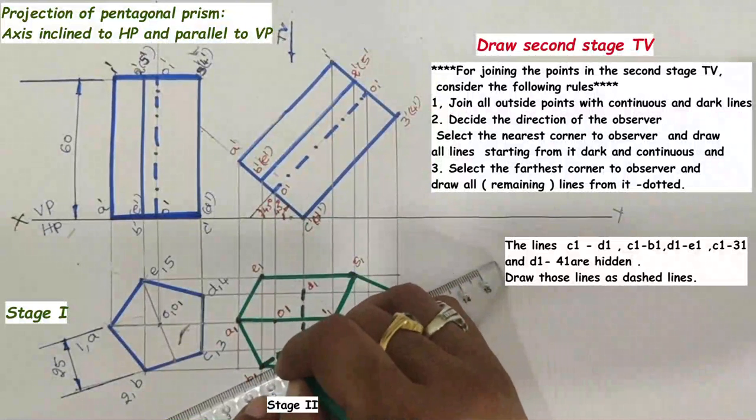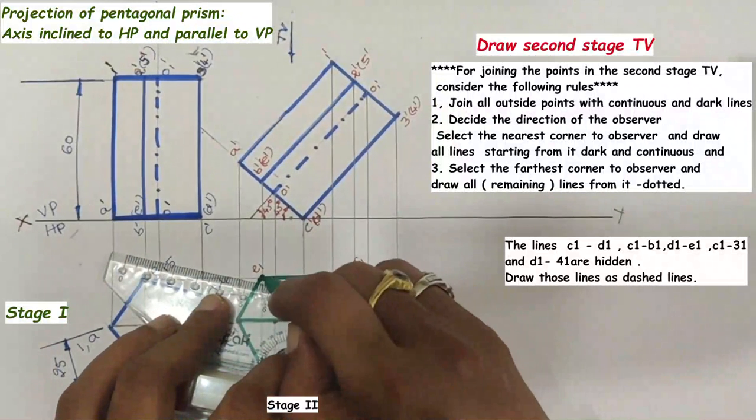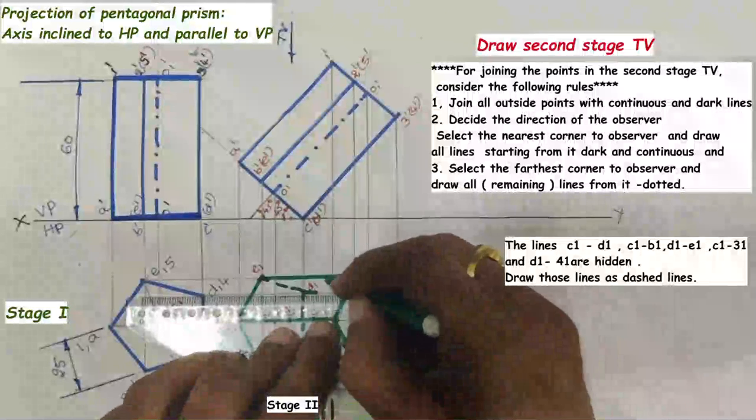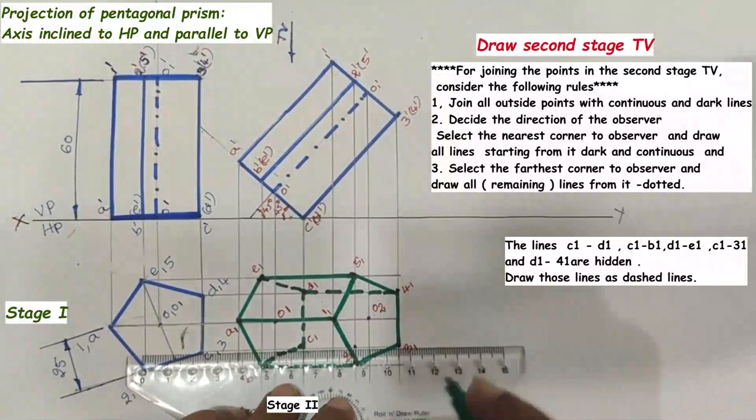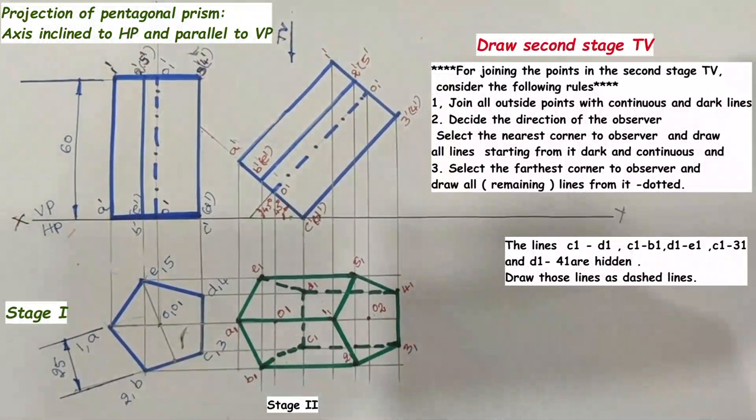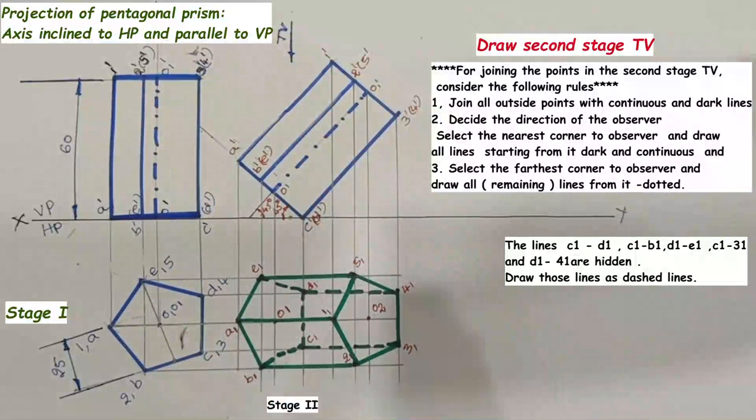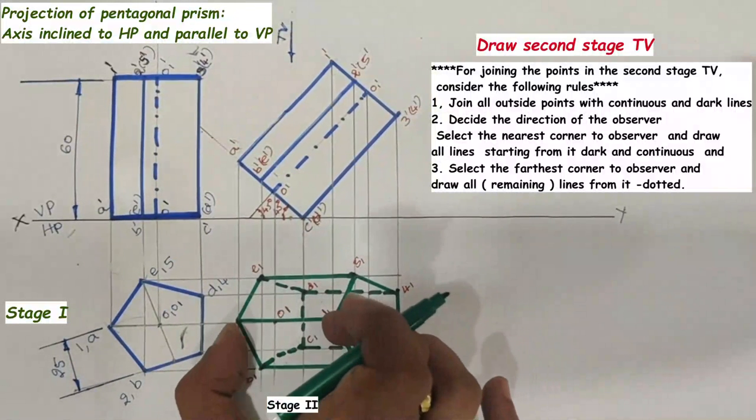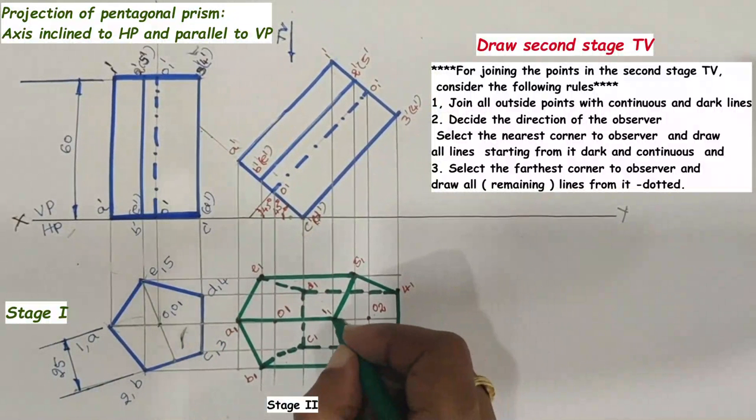C1 B1 also dotted, E1 D1 also dotted, then 4 1 D1 also dotted, 3 1 C1 also dotted. Then here O1 O2 is the axis line. Some portion of the axis line is hidden by the A1 1 1 face edge. Only the remaining portion of the axis line we will draw as an axis line.